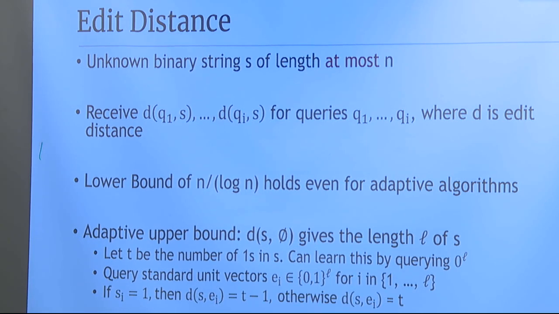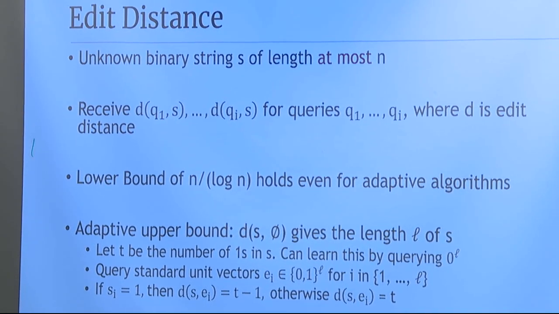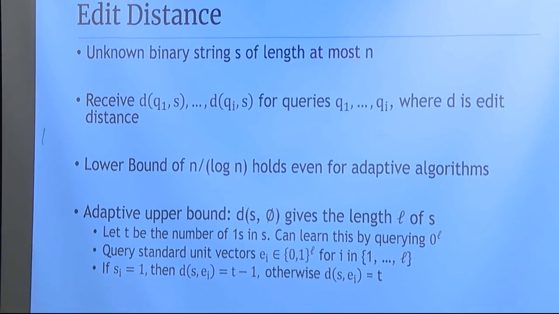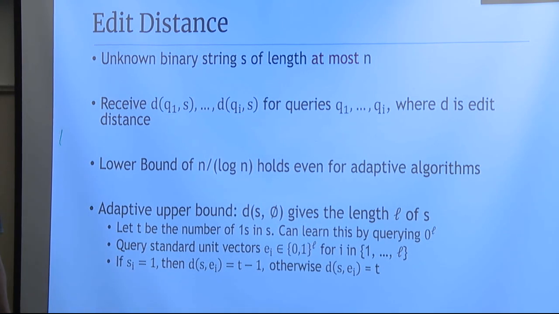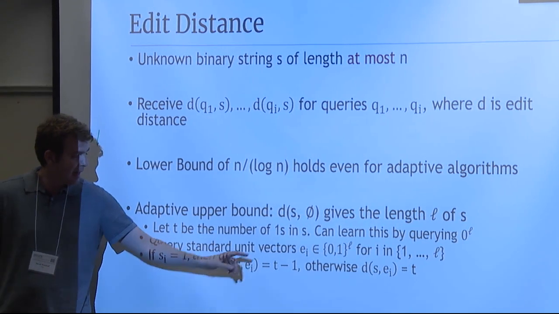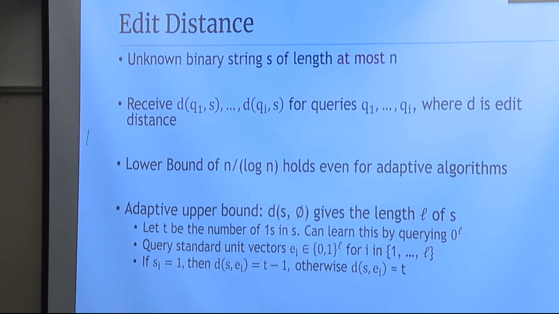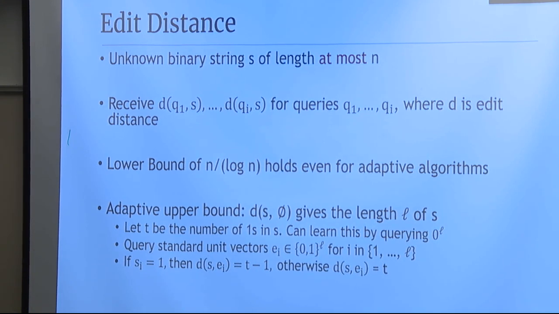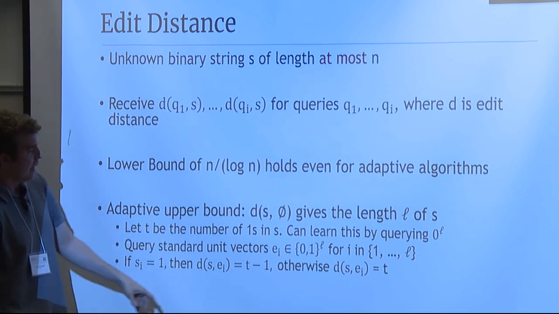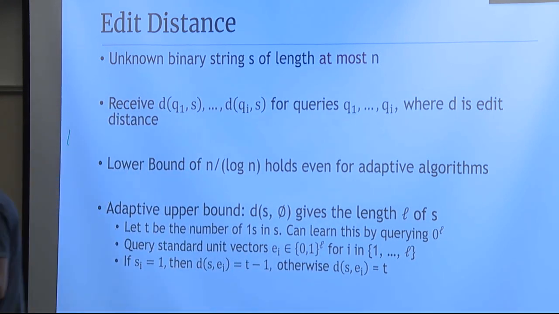We make these queries, and a simple calculation shows that if the ith bit of S, again this is a binary string that we're looking at in this edit distance question, is 1, then the edit distance between S and EI is T minus 1. You've kind of knocked away one of the ones. For the purposes of this argument, it's at most T minus 1. That's all you need, because this follows from making T minus 1 substitutions. Otherwise, the edit distance is at least T.